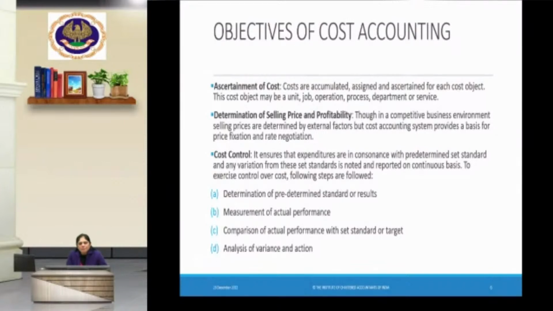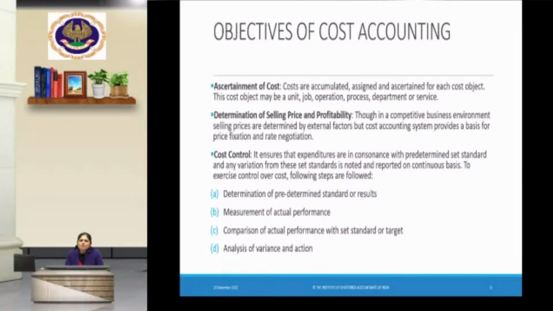And then we compare the actual with the set standard. So we have the standard set with us. Then we have the actual cost with us. When we determine the cost, we ascertain the cost, we have the actual cost. Then we compare the predetermined standard and the actual, and then analysis of variance and action on it. Why there is a variance, why there is a deviation. So that is basically the cost control, which is monitored.